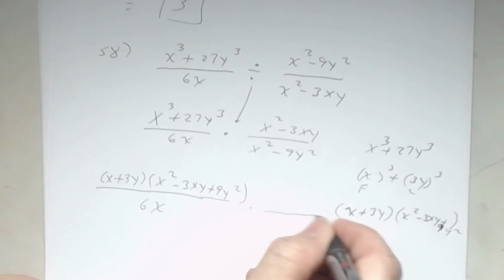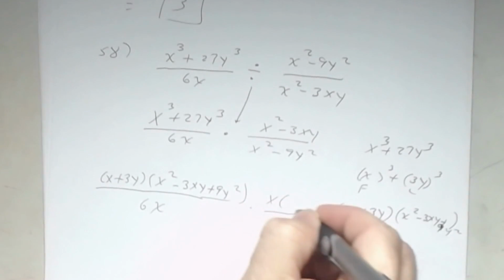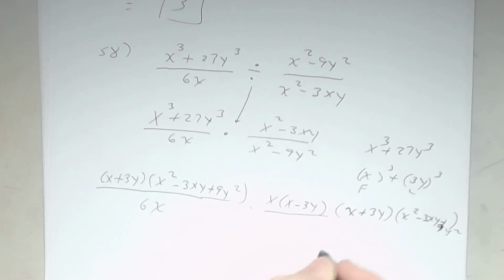Okay, now look at the numerator of the second fraction. How can you do that one? You factor out the GCF. Come on, guys, factor out x. Always look for the GCF first. So you can factor out an x. x times what? x minus 3y.